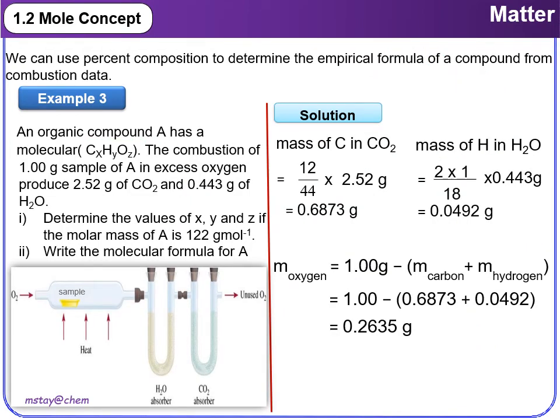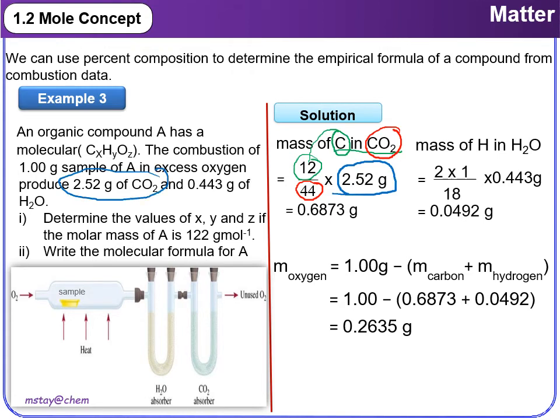Now, let's look at how we're going to determine the mass of carbon in carbon dioxide. So we always will use 12, because this is the mass of carbon, divided by the mass of carbon dioxide. This 44 is the molar mass for carbon dioxide. And then multiply with the mass of carbon dioxide, which is from the question here.